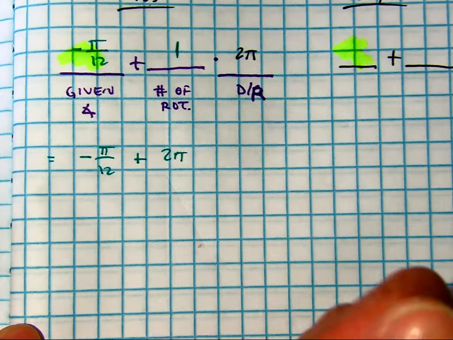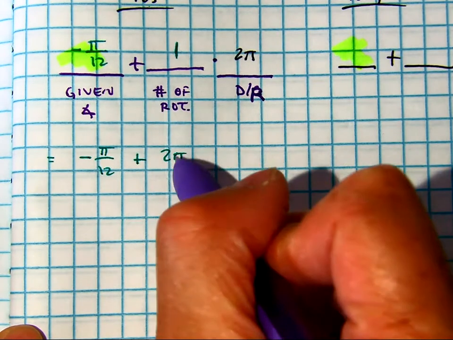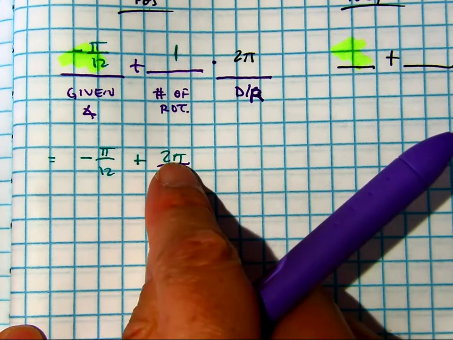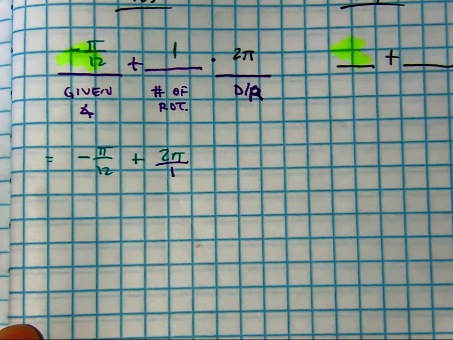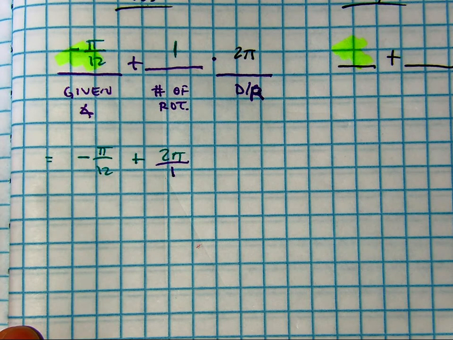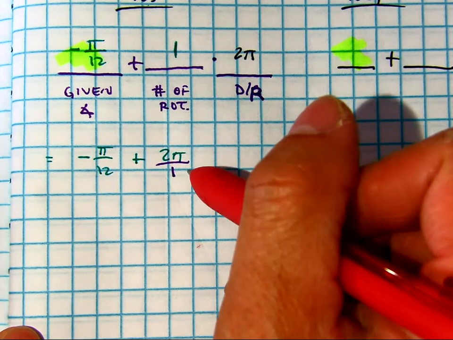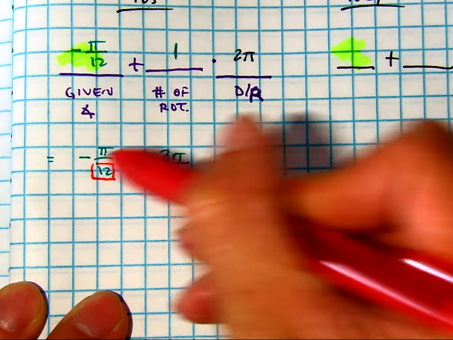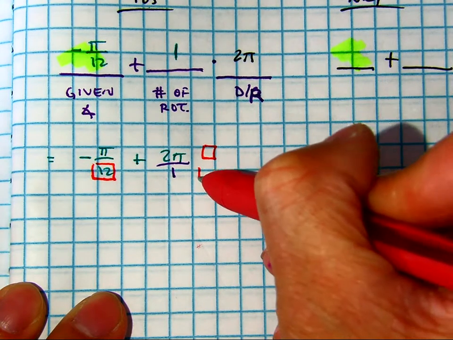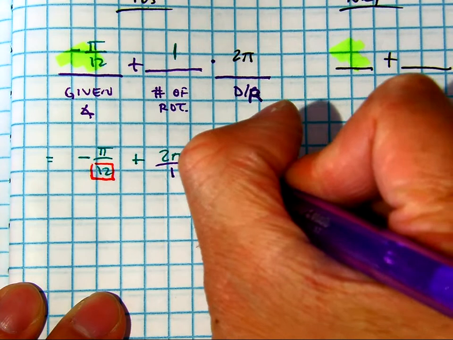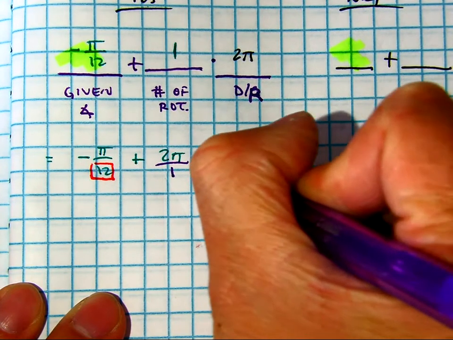Class, how do you make 2 pi a fraction? To add these, I can't add them because I don't have a common denominator. To get a common denominator, I'm going to have to multiply this number by? Everyone say 1. You can't multiply your bank account times 12. You can multiply your bank account times 1. What do you put in the red box there? 12 over 12.